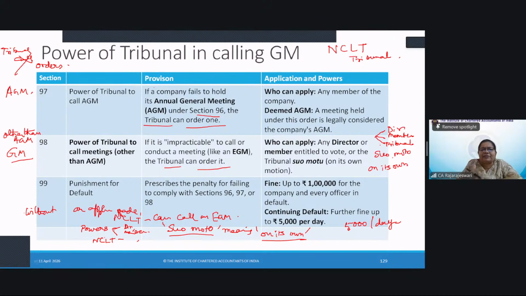Nobody is going to question the tribunal, right? So on seeing the situation, it can make an order. That is the meaning of suo motu, on its own. It has the power to order a general meeting. It can order it. That's the concept here.